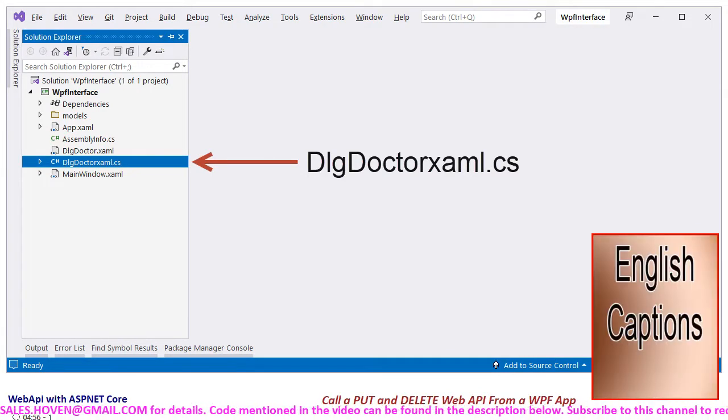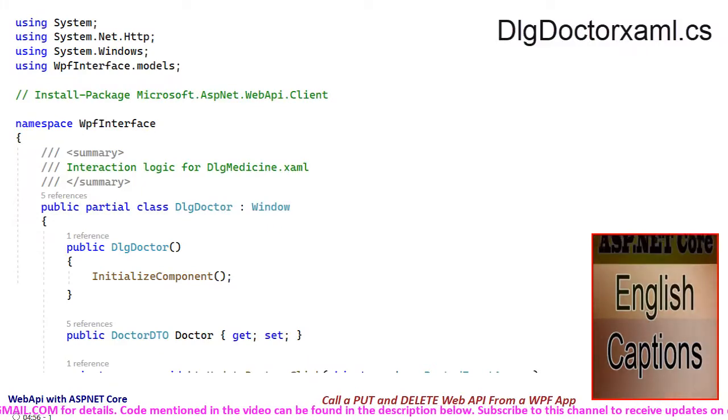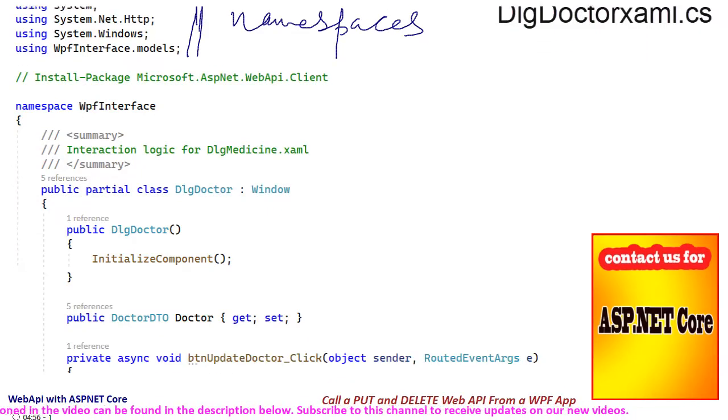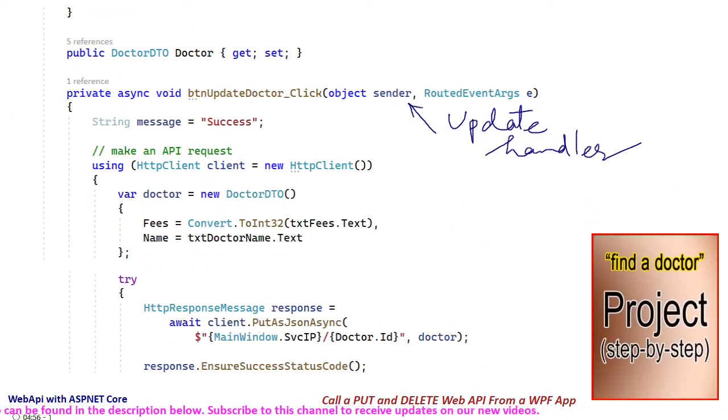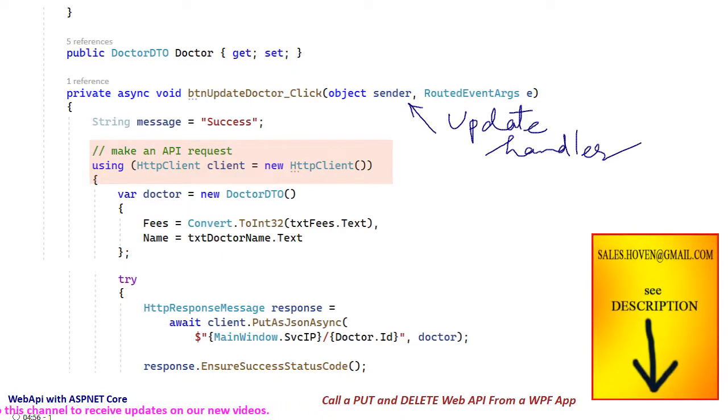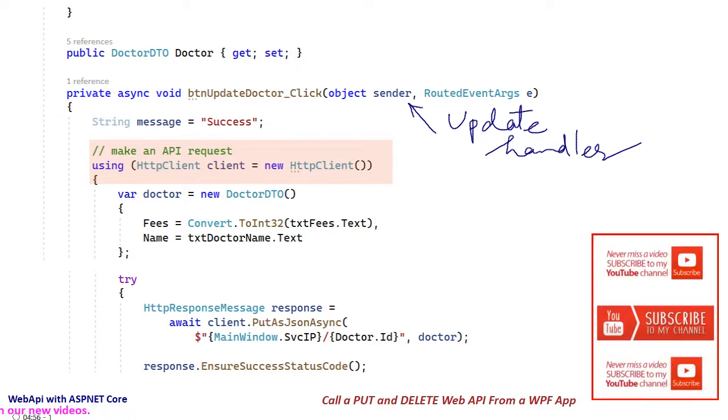dialog.xaml.cs. Double-click and open this file. First we have the namespaces. Then we can scroll down and locate the event handler for the update code. As usual, we have used the HTTP client class for our web API communication.